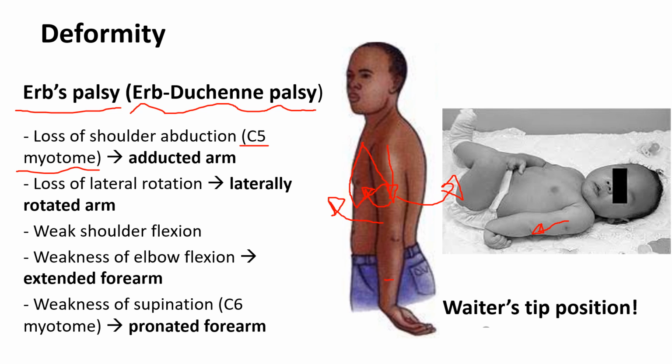Lastly, the forearm will be pronated as it's shown here. This is due to loss of C6 myotome, which is the myotome responsible for supination, as well as paralysis of biceps brachii, which is a supinator of the forearm. Now, this position of deformity will give us a picture resembling a waiter asking for a tip. That is why it's called the waiter's tip position.